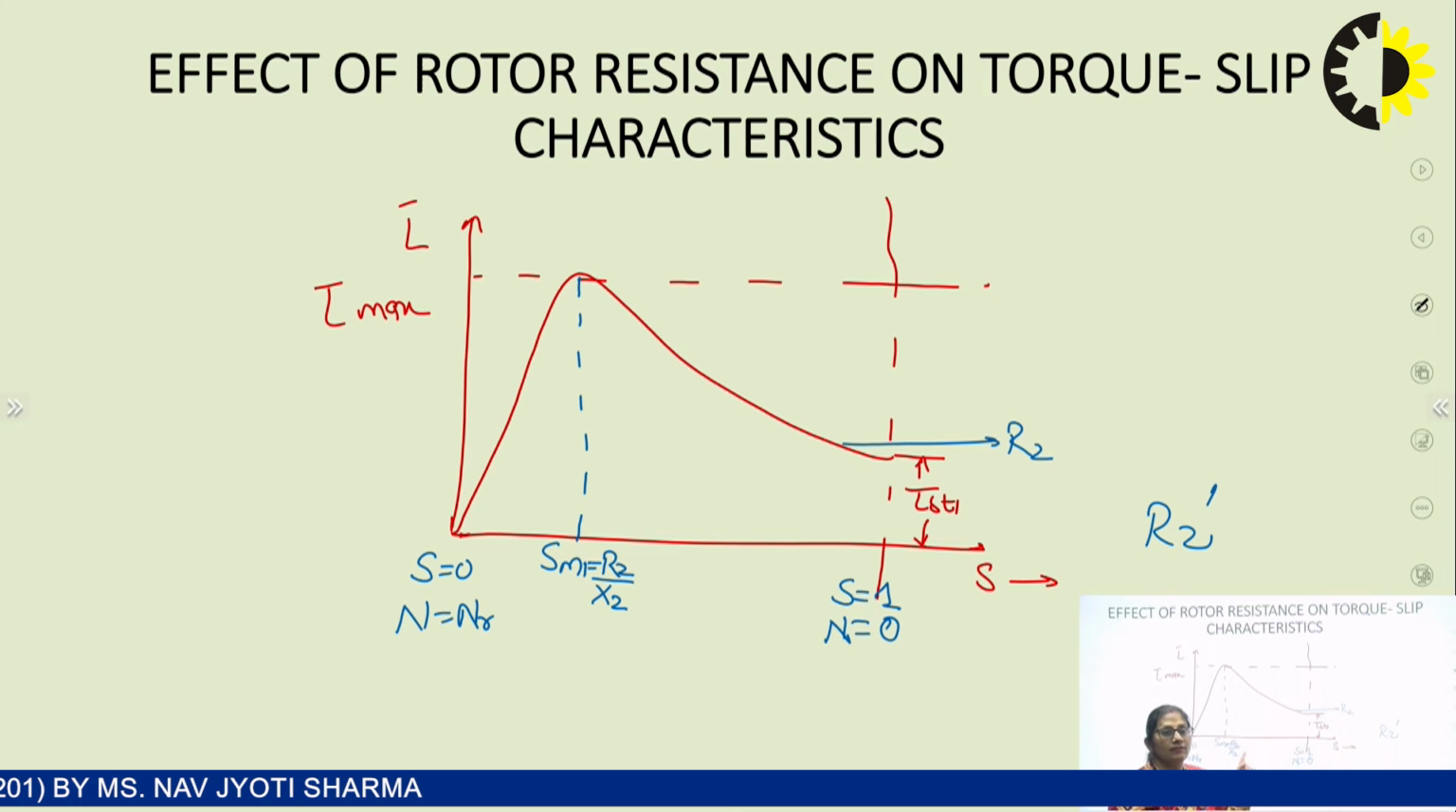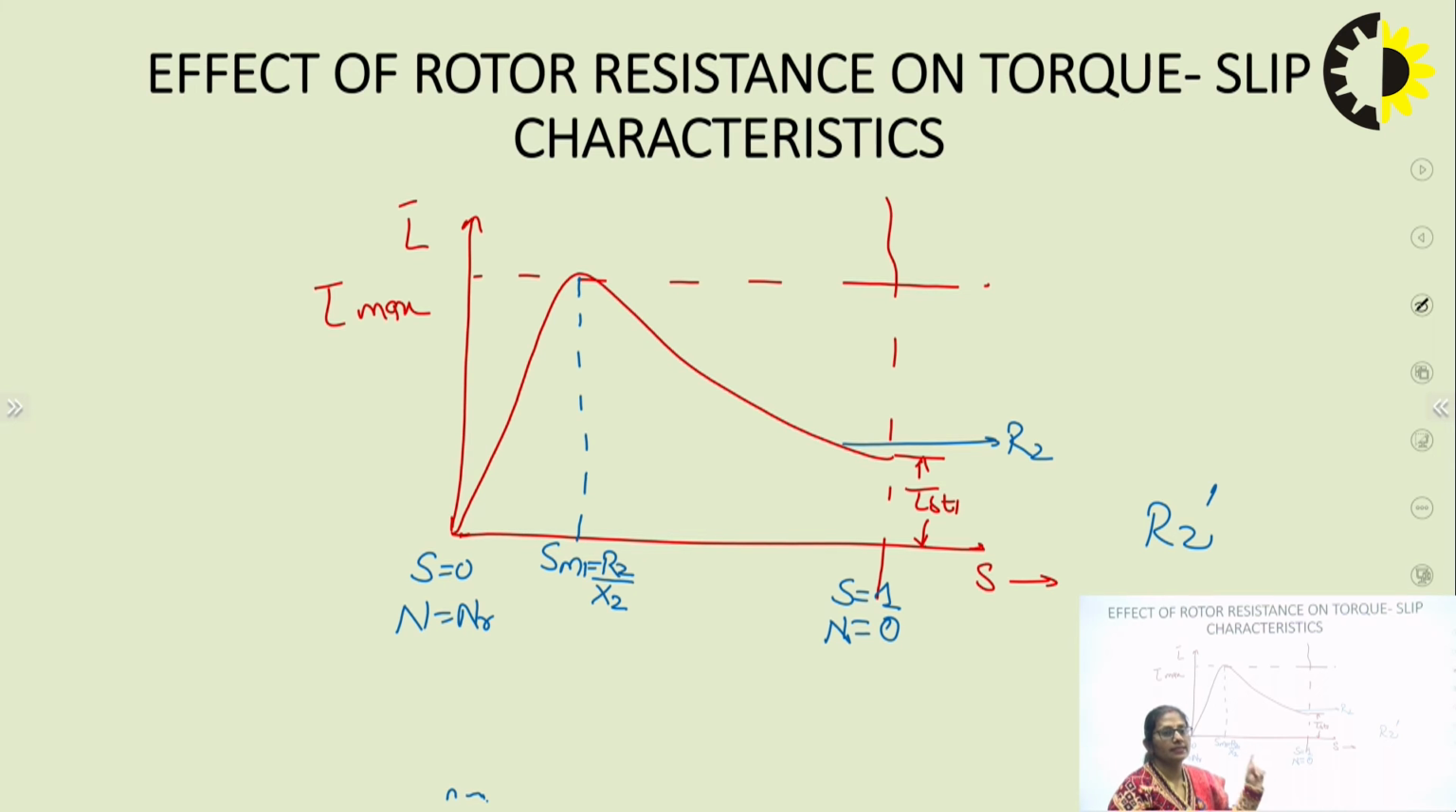We have just seen the equation for the starting torque. The maximum torque is independent of rotor resistance. The starting torque is K times R2 square into E2 divided by (R2 square plus X2 square). There is no term called slip in it, it only has R2, E2 and X2 square. So the starting torque is in fact dependent upon rotor resistance, but the maximum torque is independent of the rotor resistance. That's why there will not be any effect on the maximum torque.